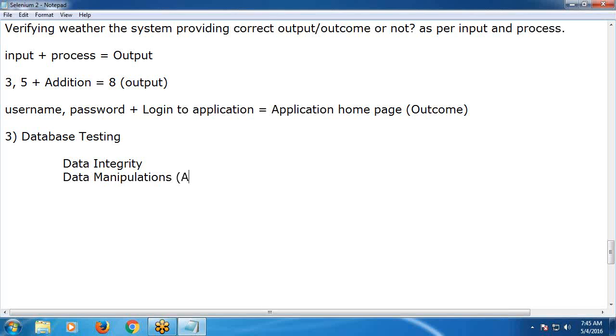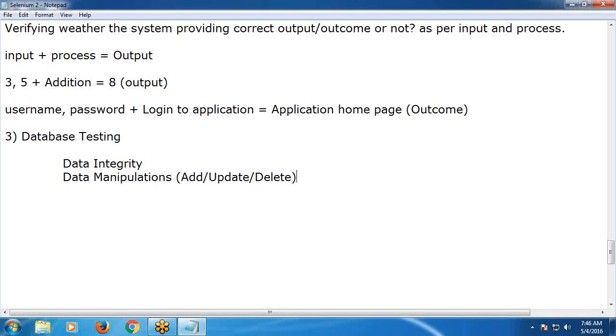Adding, deleting, updating. Here we have to check whether addition, updation, and deletion operations are working correctly or not. Suppose in our database 1000 records are there. If you delete 10 records, the next record count is 990. That is checking the delete operation.